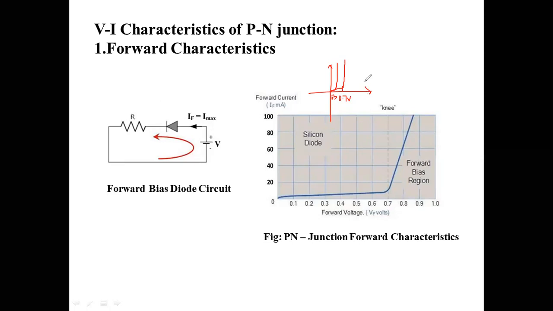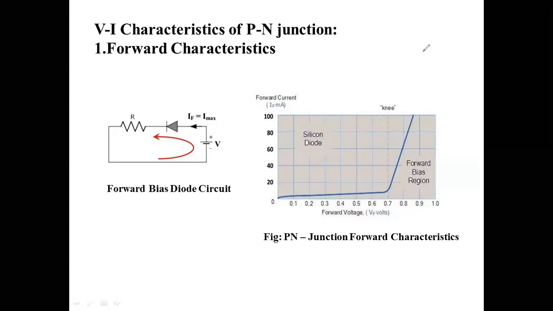Okay, this is a forward bias characteristic, and this is in the first quadrant. This is V and this is I. You can write here VF and IF also. VF is forward voltage, we can say. IF is forward current. Did you understand this? Forward characteristic of the diode.